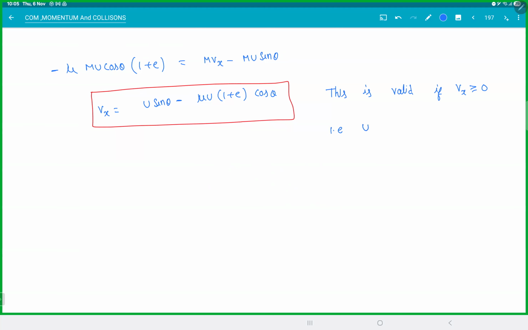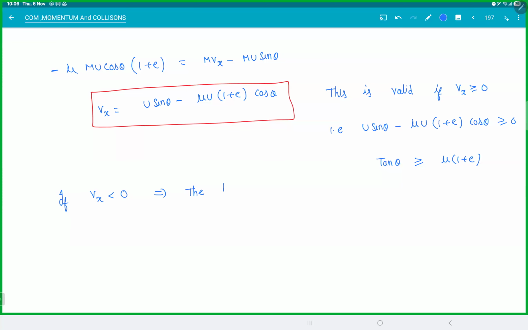So we will see what happens if Vx is negative then. Mu into (1 plus e) cos theta must be less than or equal to sine theta. This will be tan theta must be greater than or equal to mu into (1 plus e). So this answer is valid only when tan theta is greater than mu into (1 plus e). What if Vx is less than 0? So the meaning of this thing is Vx is less than 0. This is what happened.